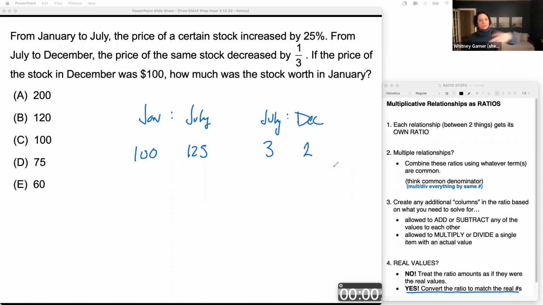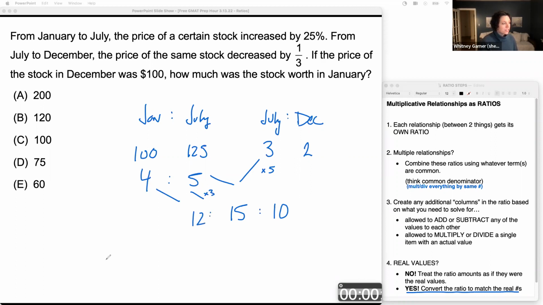So I do the first one in percents, I do the second one in proportions. I'm going to reduce both of these. They're both divisible by 25. So once again, this is 4 and this is 5. Now I have to bring my Julys together on the 3 and the 5. That would give me a 15. I multiply both of these up by 5. I'm going to multiply both of these up by 3. So my ratio, January to July to December, is 12 to 15 to 10.